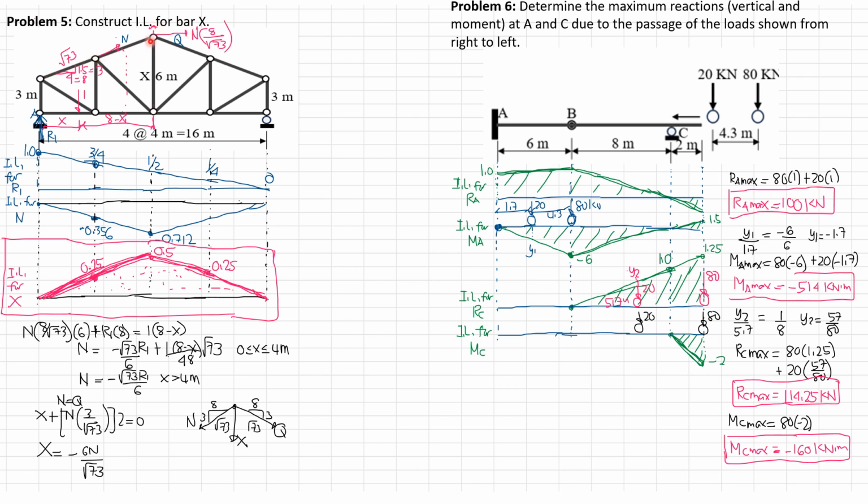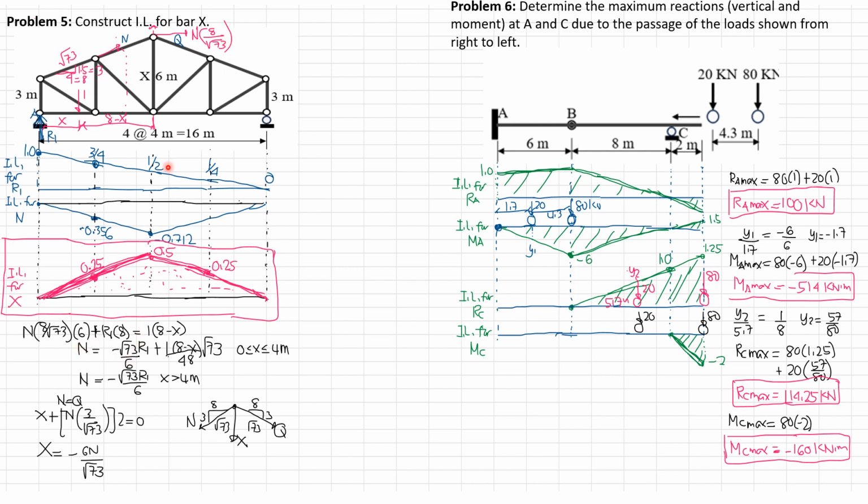So notice that the slope of this bar, including bar N, is 8 horizontal, that's why 4 is equal to 8, and 3 vertical, 6 minus 3 is 3. So 8 horizontal, 3 vertical, so 64 plus 9, square root of 73 hypotenuse. Therefore, this component of N is N times 8 divided by square root of 73.